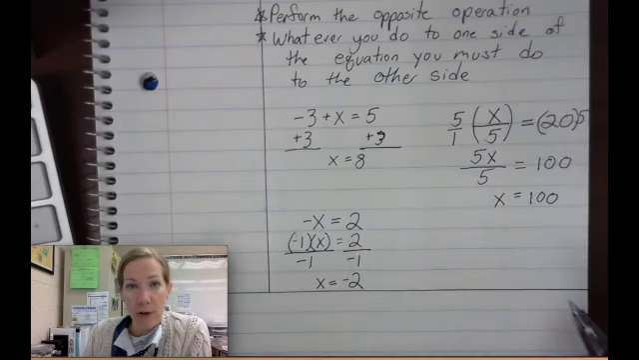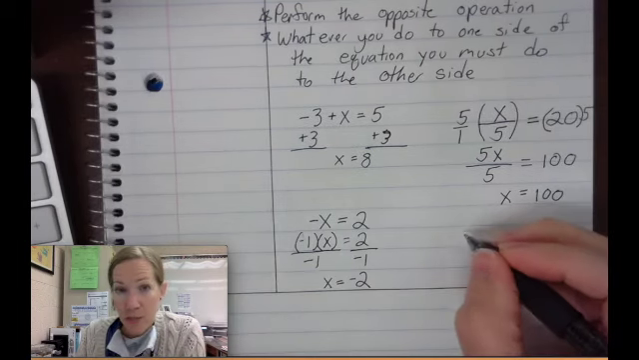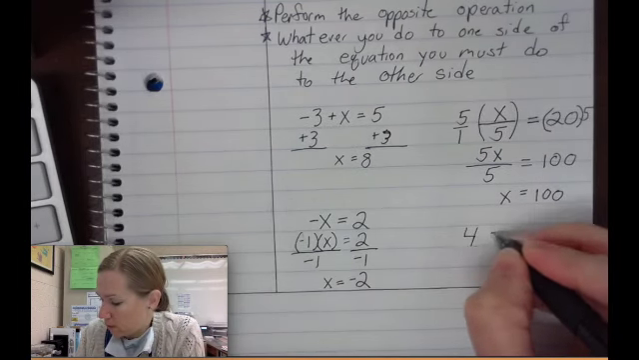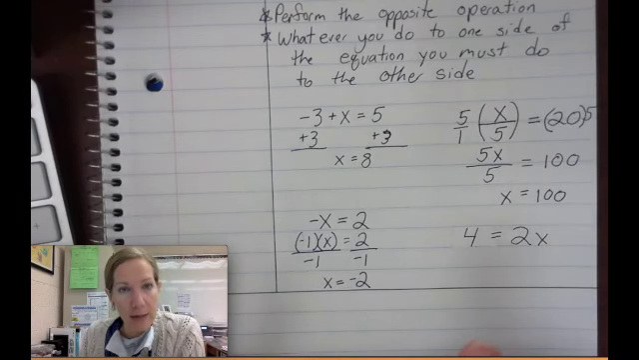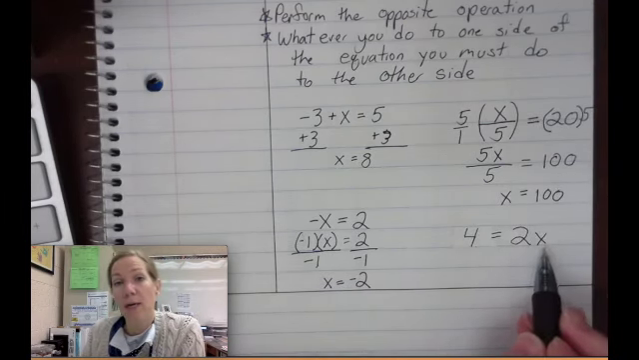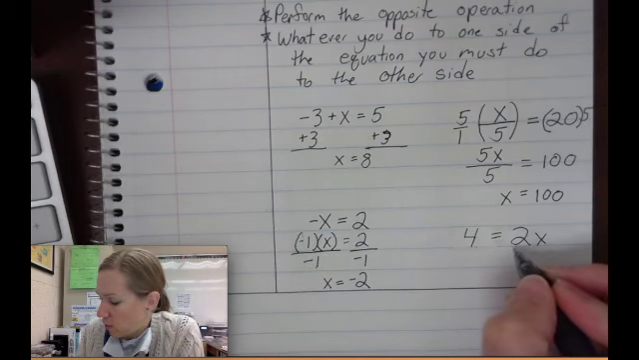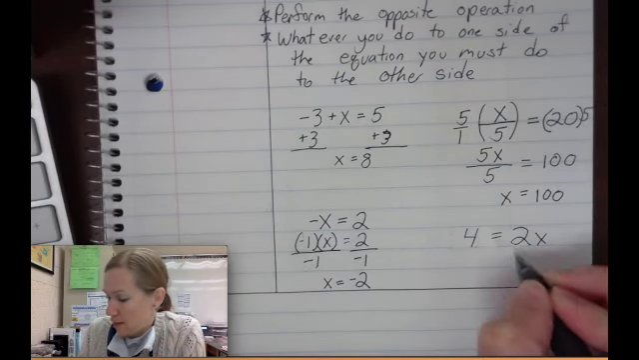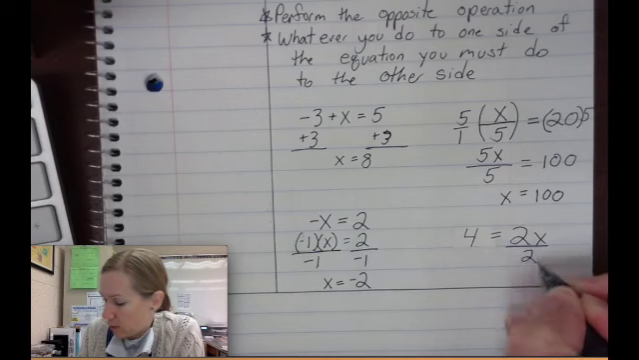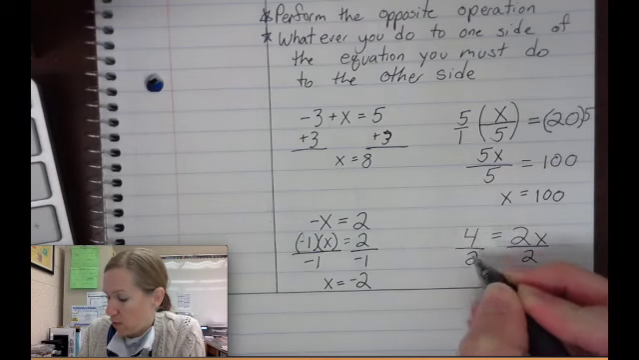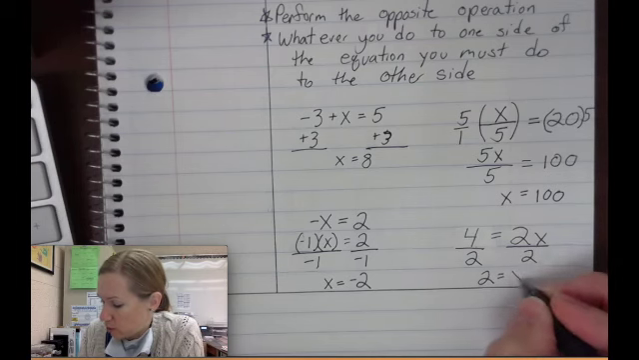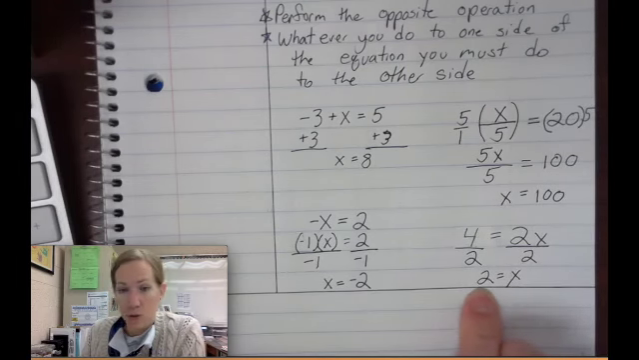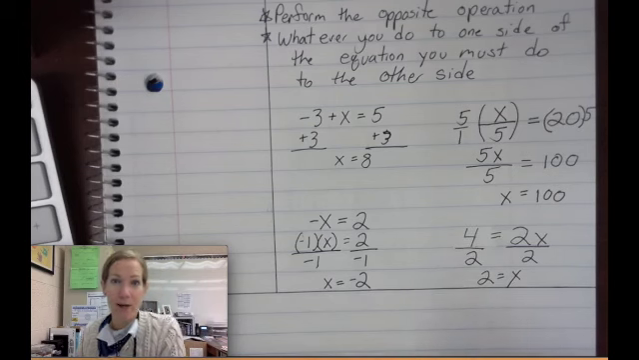What happens if your variable is on the other side? So let's do something like 4 equals 2x. It doesn't matter which side the x is on, you still want to get it all by itself. So this is still 2 times x, so you're going to divide both sides by 2. 4 divided by 2 is 2. 2x divided by 2 is just x. So x equals 2. All right, thank you.